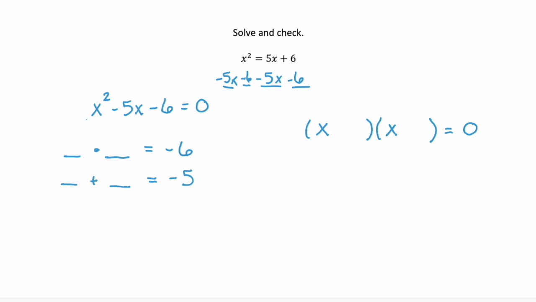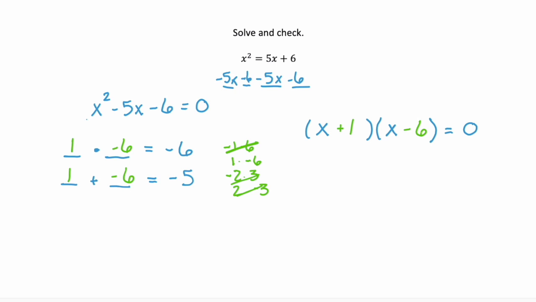Now, what possibilities do we have for numbers that multiply to -6? Well, we have -1 times 6, 1 times -6, or -2 times 3, or 2 times -3. The 2's and the 3's don't work because those just get us to 1 or -1 when we add. So it's either -1 times 6, well, that would add together to give us a +5. So it's 1 and -6. So remember, that's the number we use for our binomials.